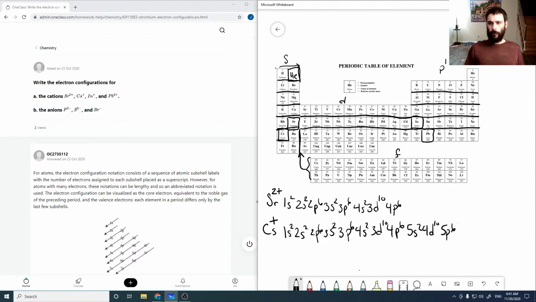And now for indium. Well, indium is over here, so it is strontium plus the d electrons.